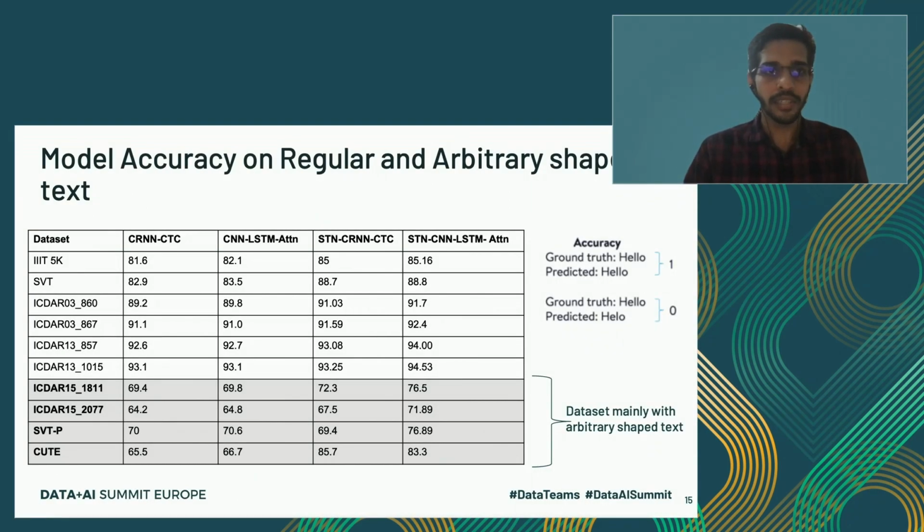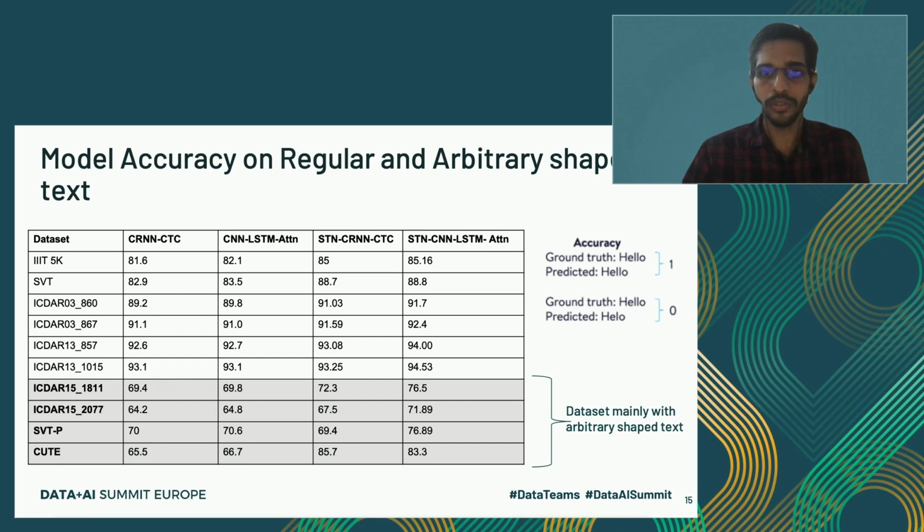As you can see here, I have put down the accuracies of different models on different datasets. Till ICDAR 13, the datasets contain regular shape text only, with not much variation in the test data. But from ICDAR 15, which is highlighted in the last 4 rows, the samples include a lot of variations, basically arbitrary shape text or curved text.